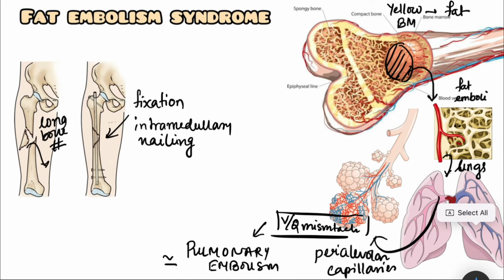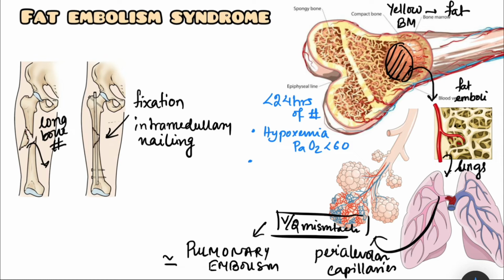Now, this scenario occurs within less than 24 hours of the fracture and is manifested by hypoxemia, which is your PaO2 less than 60. Then you can have CNS depression. You can have petechial rashes, fat in urine, etc. These are the clinical manifestations of this condition, and these are also the diagnostic criteria as well.